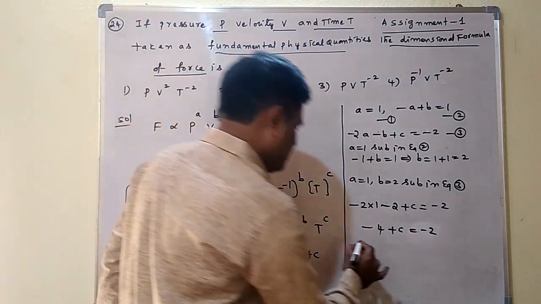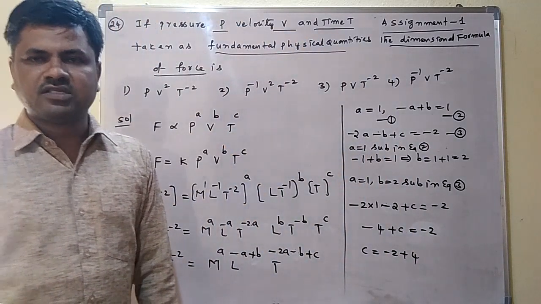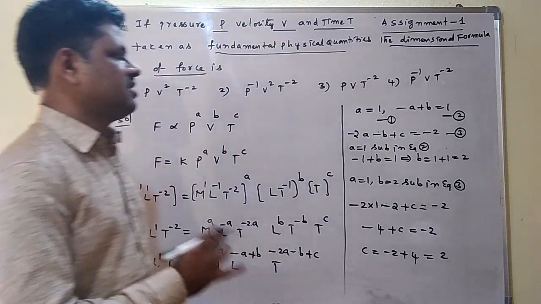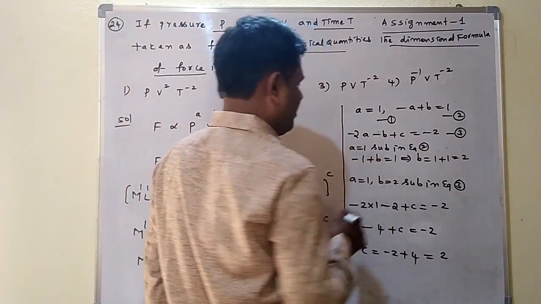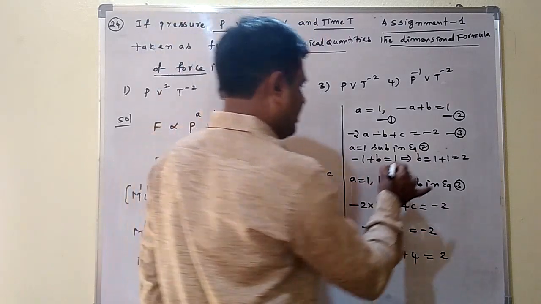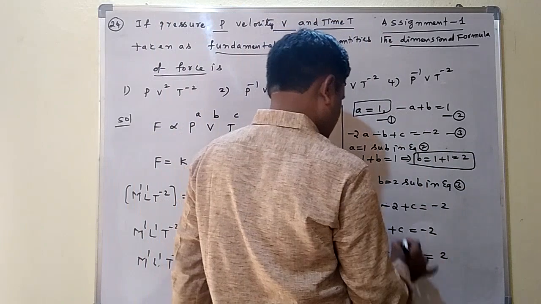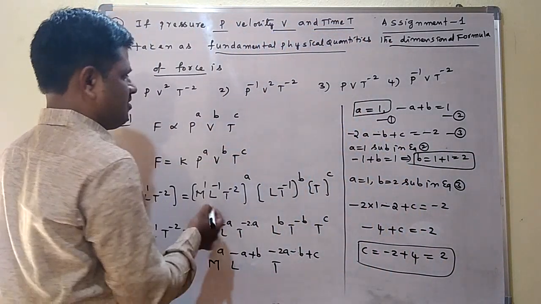Here from this c equal to minus 2 plus 4. Minus 2 plus 4 means c is equal to 2. Just concentrate on minus and plus, c equal to 2. So from this, b value we are getting as 2, a value as 1, c value as 2. All these values we substitute in this equation.